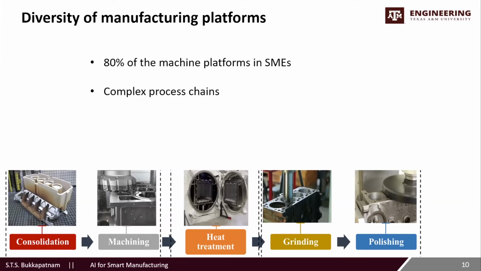And also, let me spend a little time talking about the things that we do here. To set the context, as I mentioned earlier, the vast majority of the machine tool platforms or manufacturing platforms are with the small and medium enterprises. And what they have are processes for consolidation. It could be a casting process, an additive manufacturing process, machining, heat treatment, grinding, polishing. Everybody has their own niche, and they have some combinations of these processes. And especially if you want to create a service-oriented paradigm for manufacturing, these processes need to be integrated together.